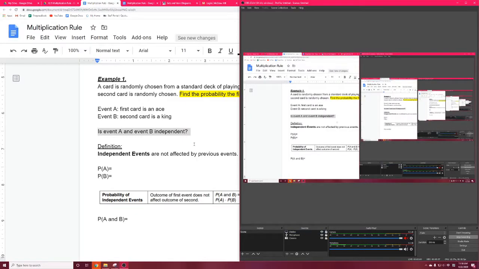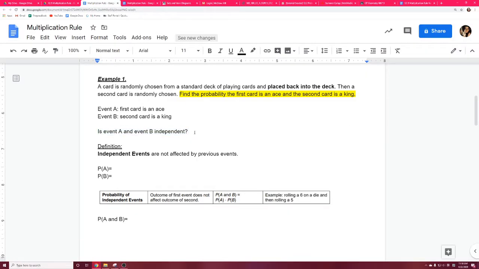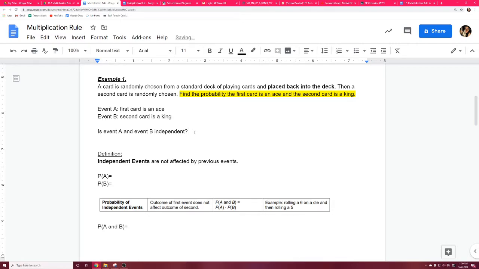So those 2 events are dependent events, and in today's lesson we will look at a lot more examples like that. So let's go back to our worksheet. They ask you, are event A and event B independent? So over here we will say it is independent.